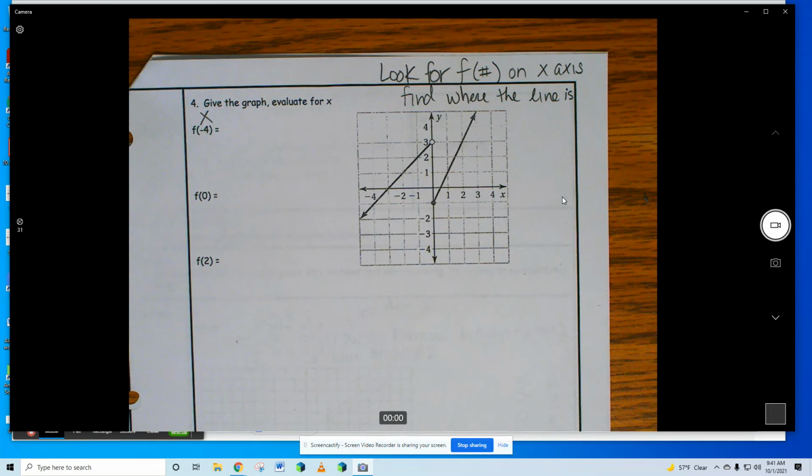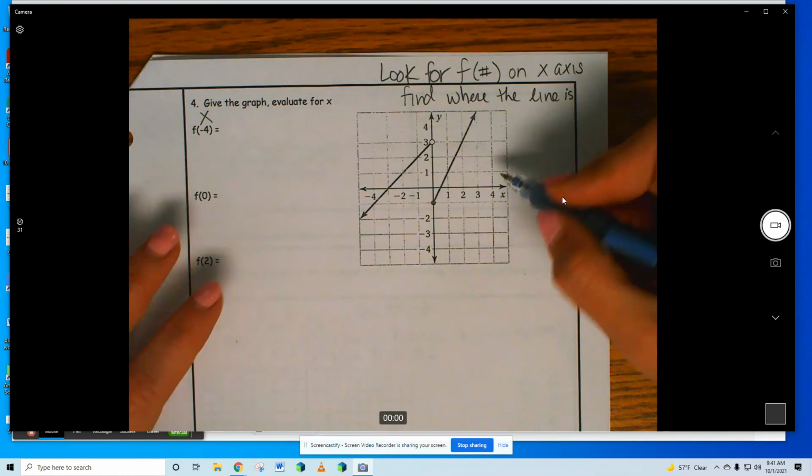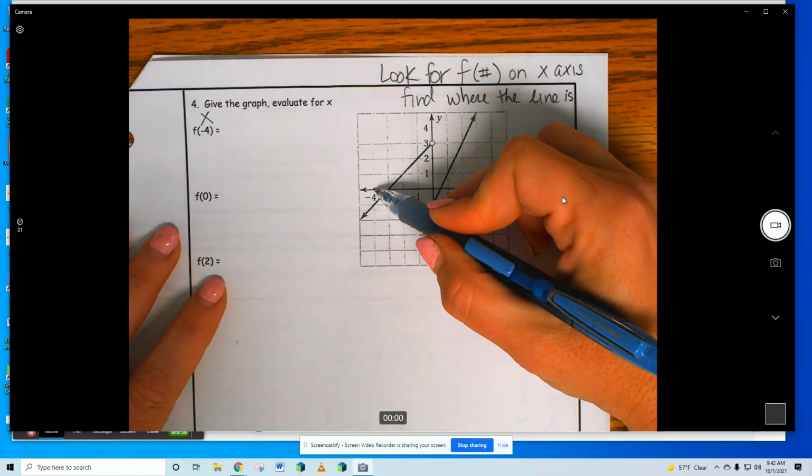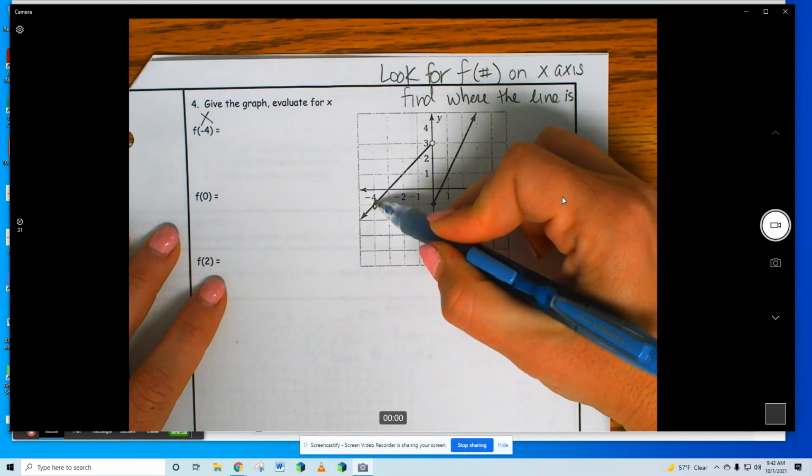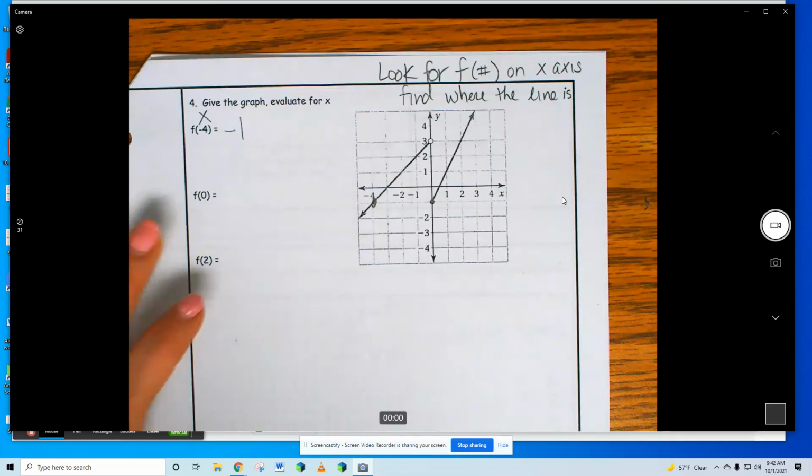Yep. And good. Can you now tell me if you scan your finger up or down, where is the line? What number is it at when you go up or down? It's at -1. f of -4. At -4, where's my line? It's nowhere here. No, no, no. Oh, it's here. So I'm going to put -1.